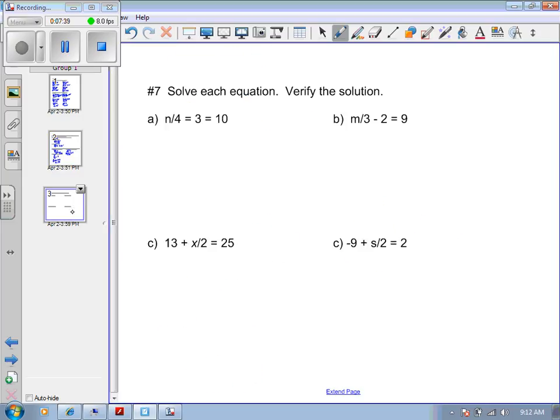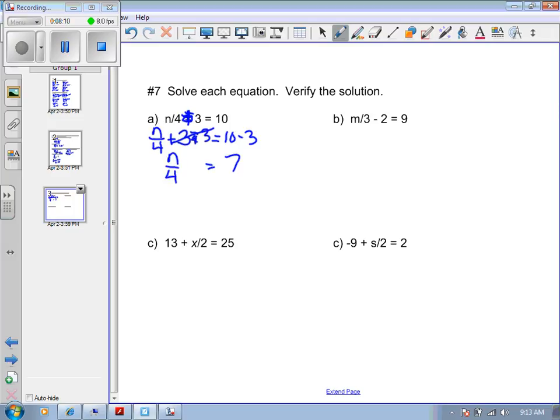Last set of questions. Solve each equation, verify the solution. The first one, this is supposed to be a plus sign, I believe. The first thing we need to do is to get rid of the plus 3, so we're going to subtract 3 from both sides. N divided by 4 plus 3 minus 3 equals 10 minus 3. These cancel out, leaving us with N divided by 4 equals 7.